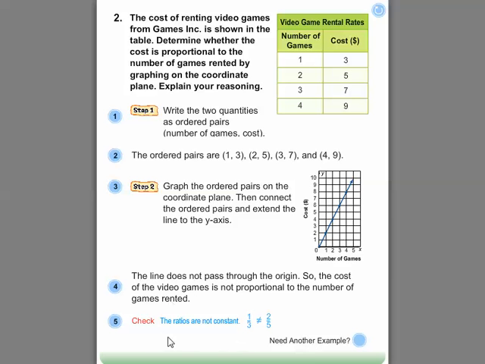And then we can check this because the first one is 1, 3. 1 divided by 3 is 0.33. And then the next one is 2 divided by 5, but 2 divided by 5 does not equal 0.33.